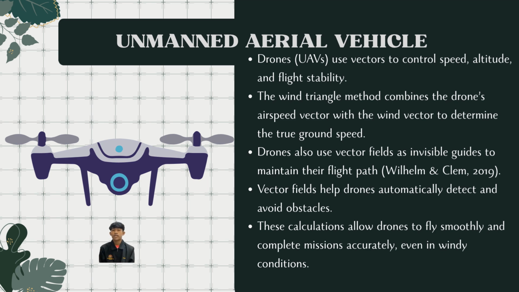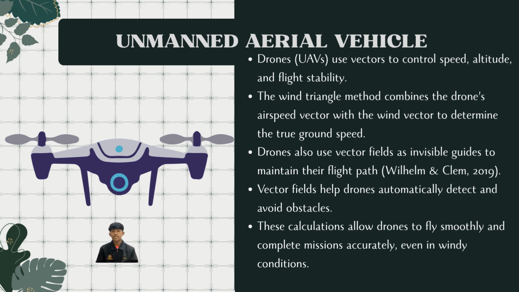However, when wind is present, it pushes the drone in a different direction. By adding the airspeed vector and the wind vector together, we obtain the resultant vector, which represents the drone's actual movement relative to the ground. This calculation helps drones to maintain their correct flight path even when strong winds are present.